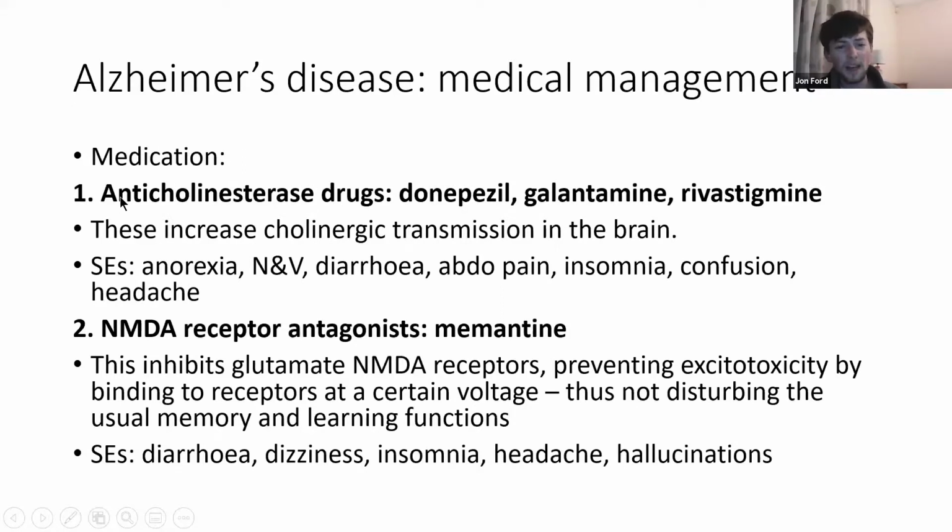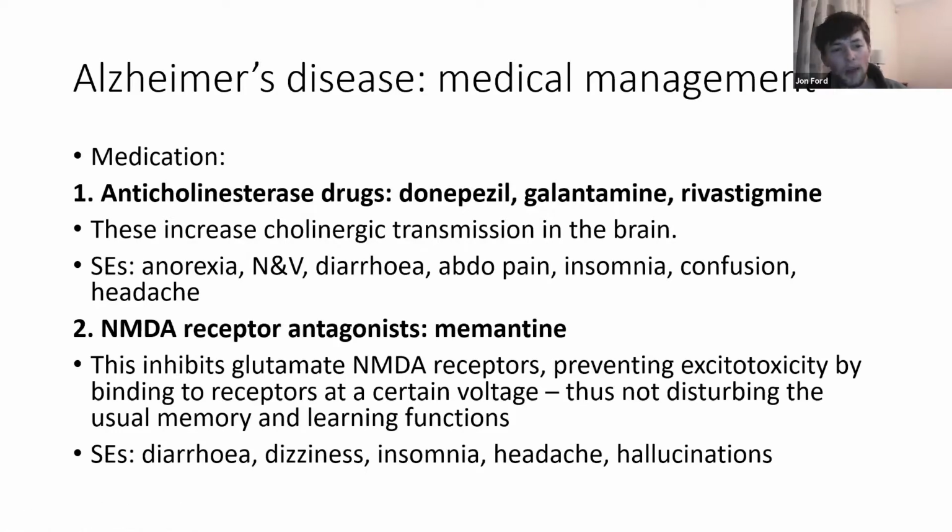There's two main types really. There's your anticholinesterase drugs, such as donepezil, galantamine, rivastigmine. And the way they work is they increase cholinergic transmission in the brain. If you remember, cholinergic transmission in the brain is kind of like wakefulness, and it helps learning. And that's one of the features of these drugs. It improves new learning, at least for a time. But it's got rather unpleasant side effects of anorexia, nausea and vomiting, diarrhea, abdo pain, and so on. And then you've got a second line would be an NMDA receptor antagonist, such as memantine.